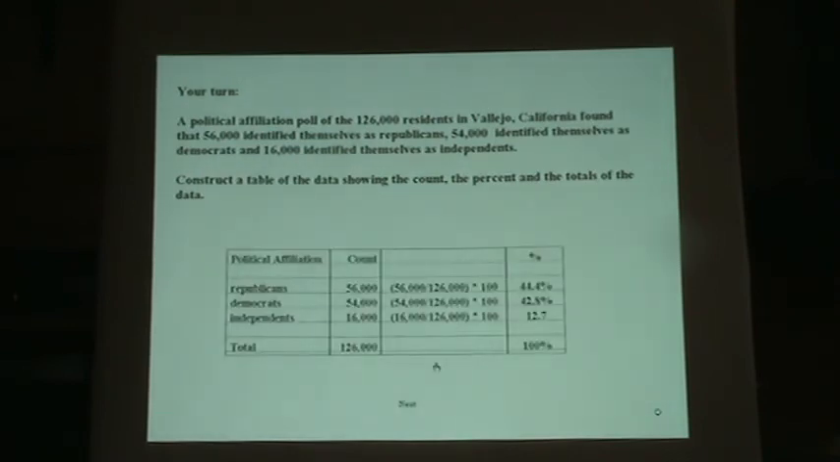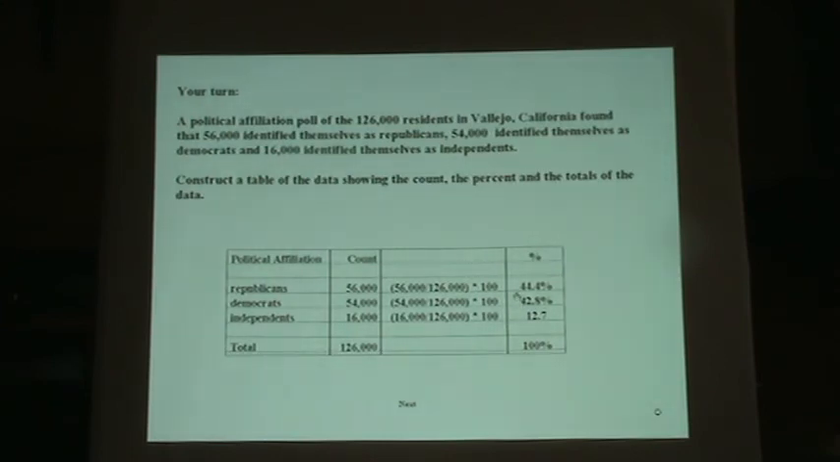Well, okay, here it is. Political affiliation: Republicans, Democrats, Independents. Political affiliation is a categorical variable. It has 3 attributes: Republicans, Democrats, and Independents. And here is the count. 56,000 were Republicans, 54,000 Democrats, 16,000 Independents. Total 126,000.